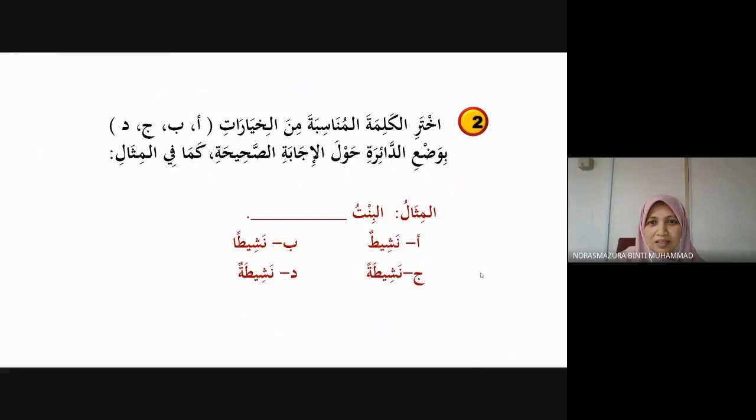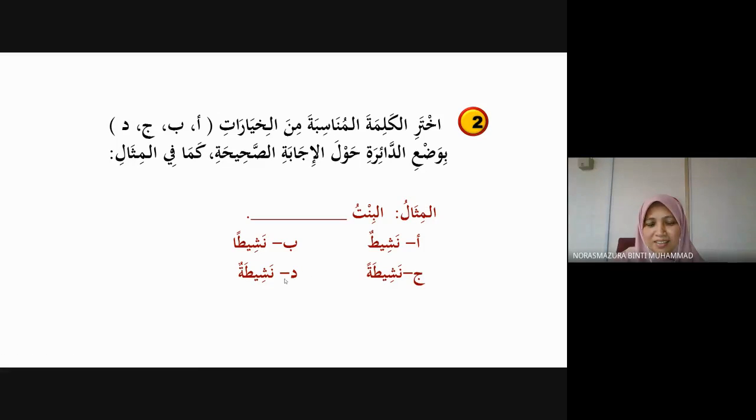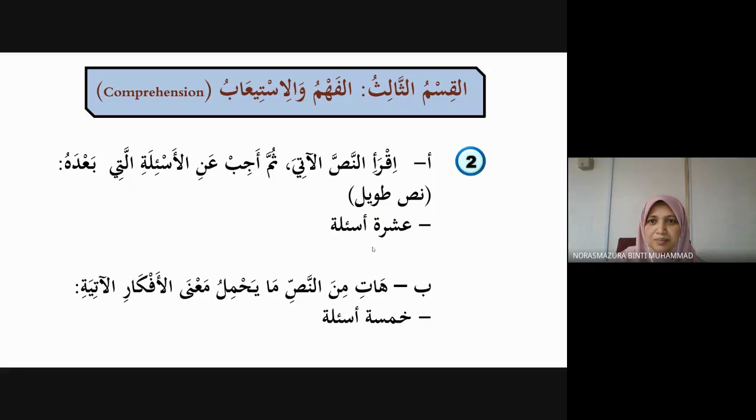Okay, and then the part 2 also will test you on grammar. For example, al-bintu. So the answer is nashiatun or nashiatatan or nashiatan or nashiatatun. What is the answer? نشيطة. Nashiatatun. Yes, good. Ahsanta. So this is the sample of part 2.